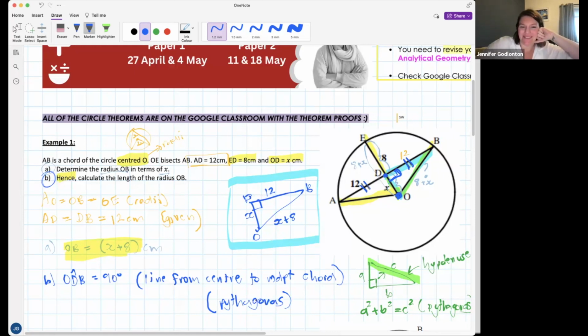Ma'am, did you mean in terms of Pythagoras or another step to finding the length of OB? So we're trying to find the length of OB. So we're trying to find x, right? How can I use this triangle and Pythagoras to try and find x? Aren't you going to say x plus 8 squared since it's the hypotenuse?